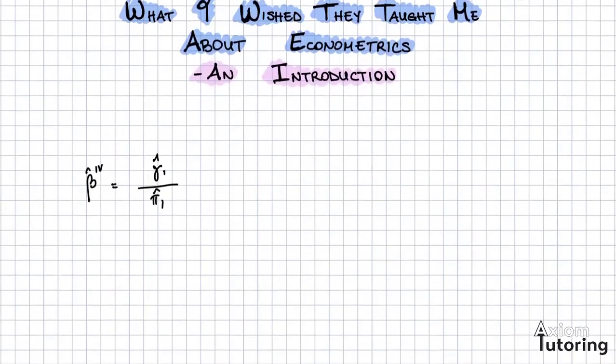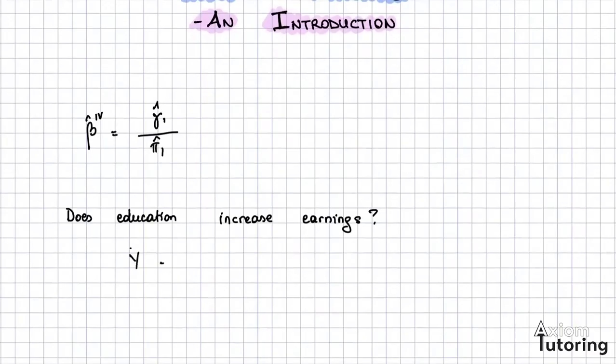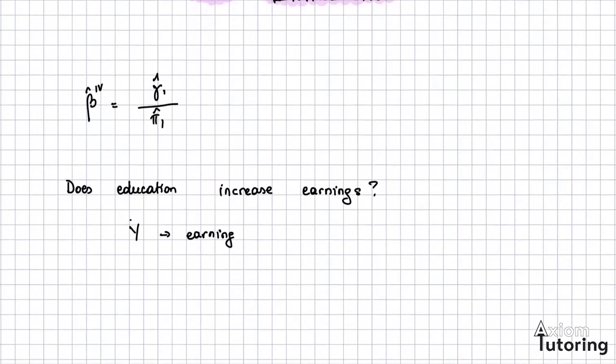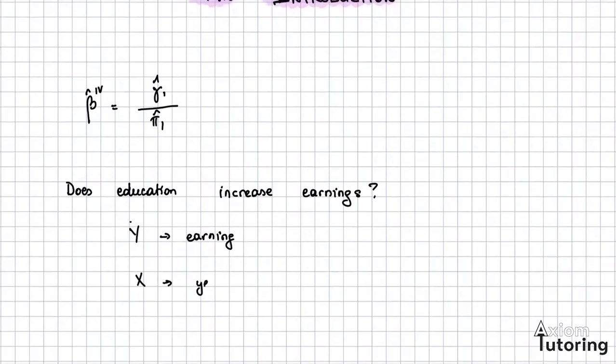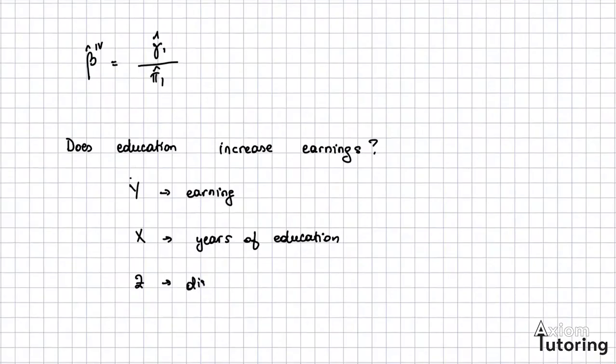Let's start with a research question. Let's say that we want to estimate whether education increases earnings. So we're going to take our Y variable as earnings, let's say annual earnings in thousands of pounds. We're going to have X as years of education. And we have Z, which is distance to the nearest uni, and that could be in kilometers.